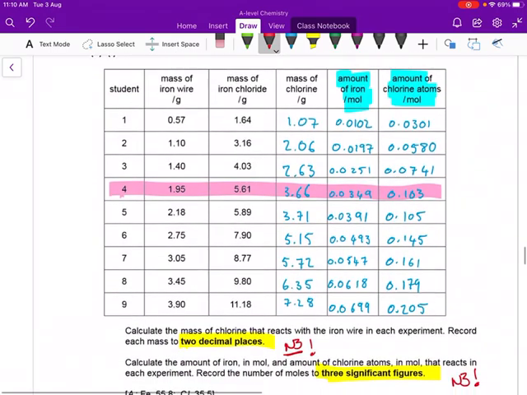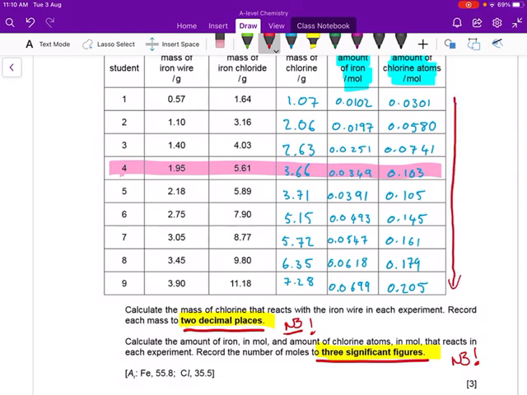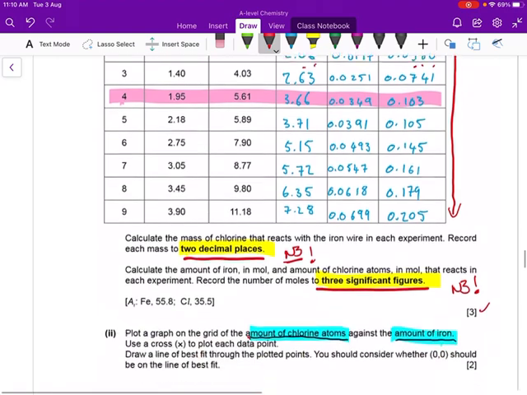Be careful with the calculations. Read your question very carefully. Decimal places, significant figures, and be consistent within a column. If you're working to 3 significant figures, keep to 3 significant figures. If you're working to 2 decimal places, keep working to 2 decimal places throughout the column. So that's a little hint. That should score you a relatively easy 3 marks.